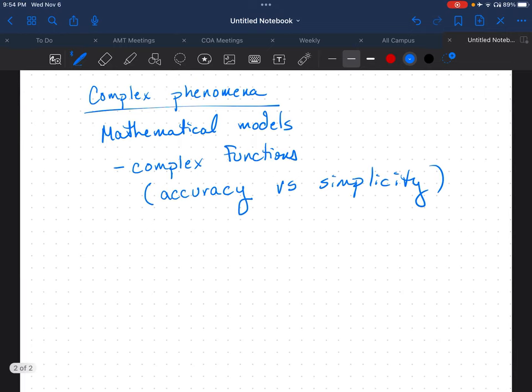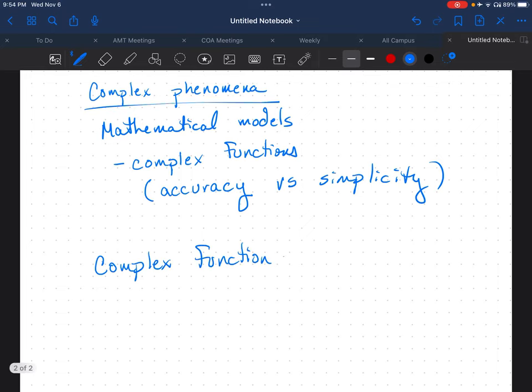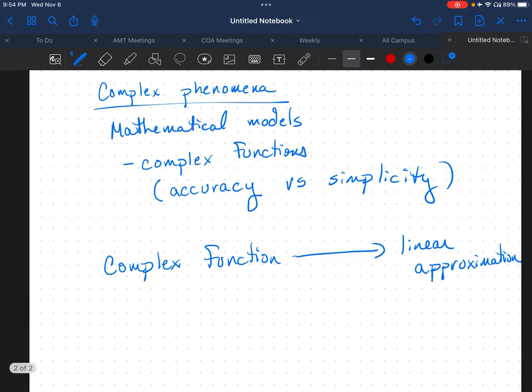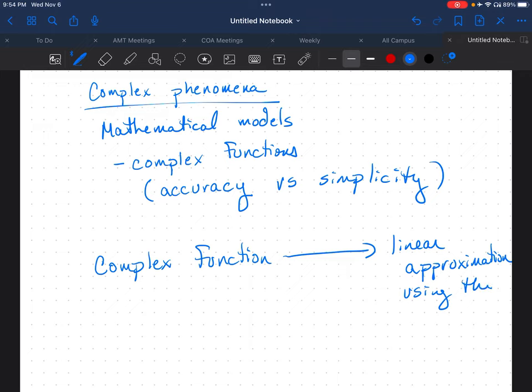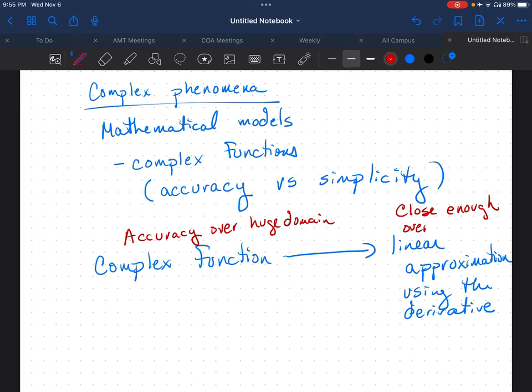So there's approximating functions. The stuff we're talking about today has, over here, I have a complex function. And today I'm going to turn that into a linear approximation using the derivative. And mostly I'm going to do that because this maybe complex function has a lot of accuracy, or maybe accuracy over a huge domain. And this linear approximation over here will get close enough, like accurate enough, over a smaller domain.